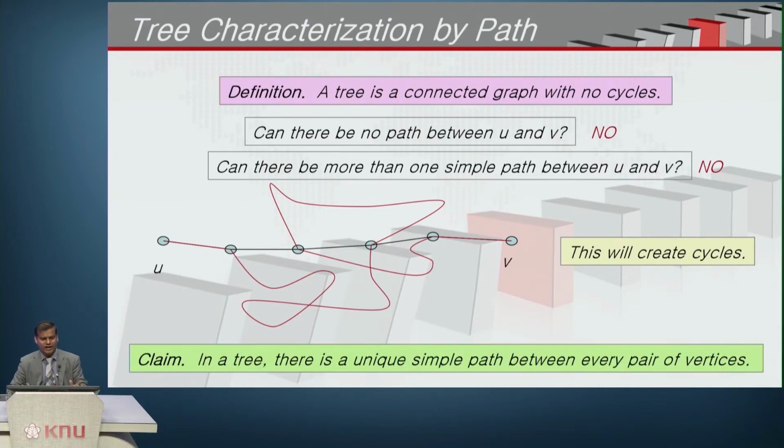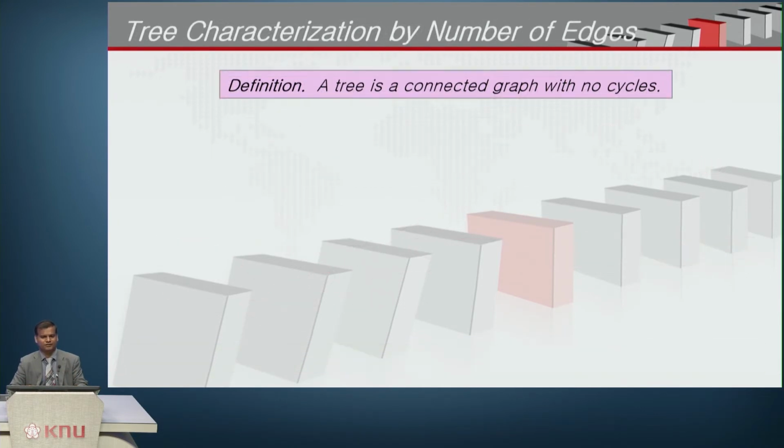Again, the claim: in a tree there is a unique simple path between every pair of vertices. A unique simple path between every pair of vertices that you have. Well, we still go by the definition of the tree, that is a connected graph with no cycles.